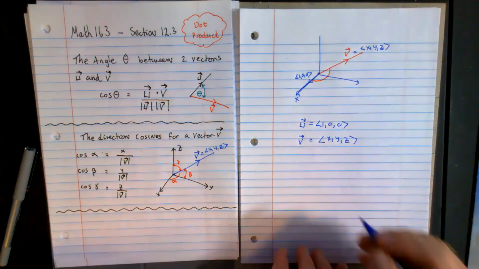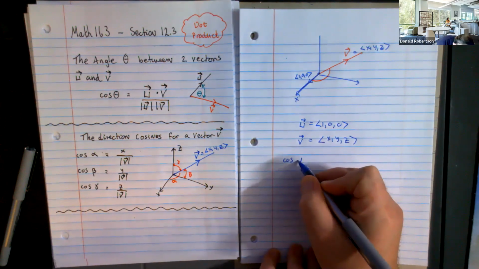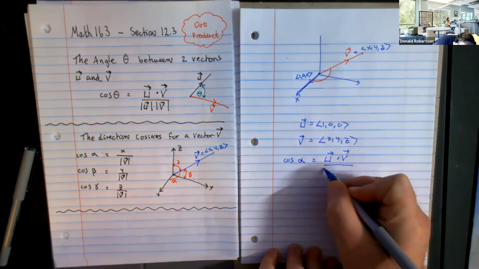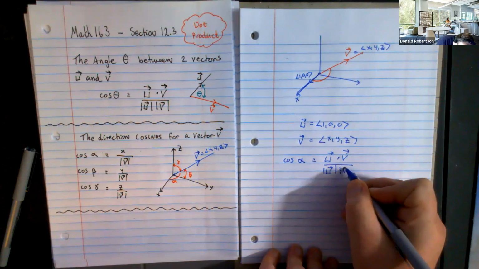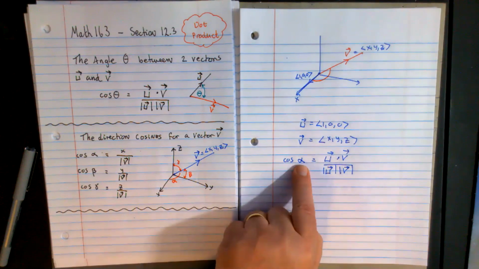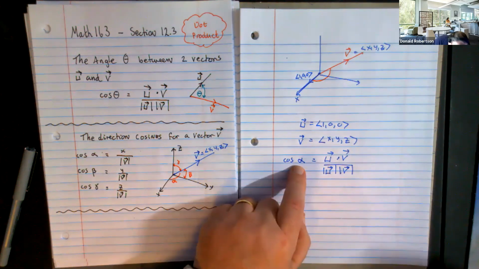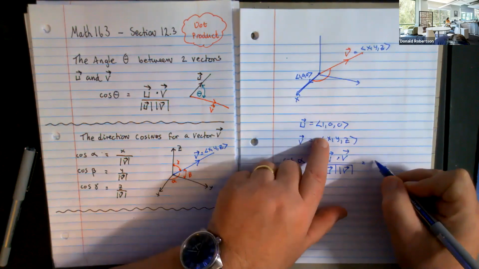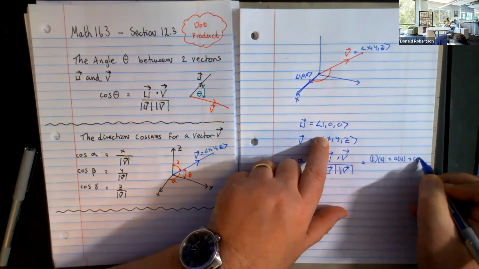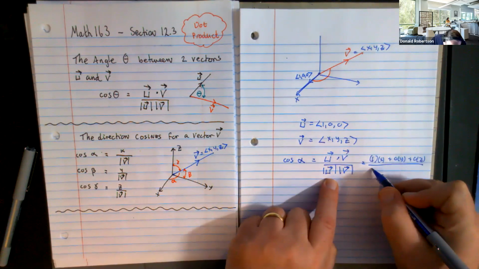Now, if I want to find the cosine of the angle between them, which in this case is alpha, it will be the dot product of u and v divided by the magnitude of u times the magnitude of v. Are we good so far? So that's just theta, but we're calling it alpha because that's what they call it in direction cosines. Right, now the dot product is basically 1 times x plus 0 times y plus 0 times z. The magnitude of that vector, can you trust me that it ends up being the square root of 1, which is 1?